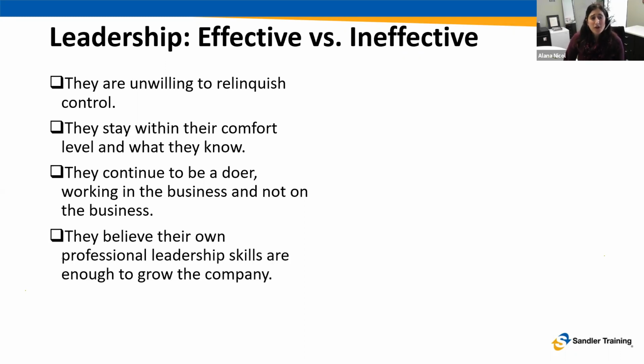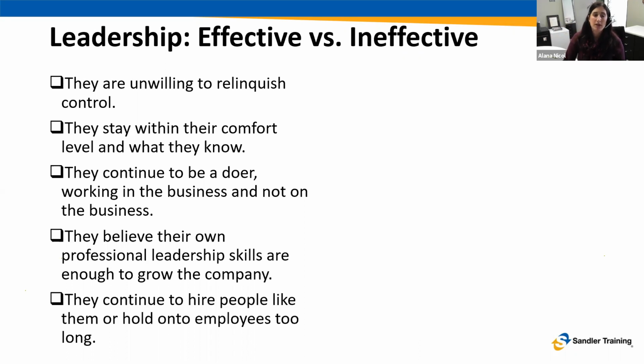The next one, they believe their own professional leadership skills are enough to grow the company. If that were true, we would all have really successful companies. The reality is most of us as leaders started in one capacity and have grown into this leadership thing. Most of us didn't start in an organization as a leader. So as a leader, as a manager, there are different skills, different things we have to develop. And if we're not building on those skills or bringing people into the organization that already have them, we're limiting our growth.